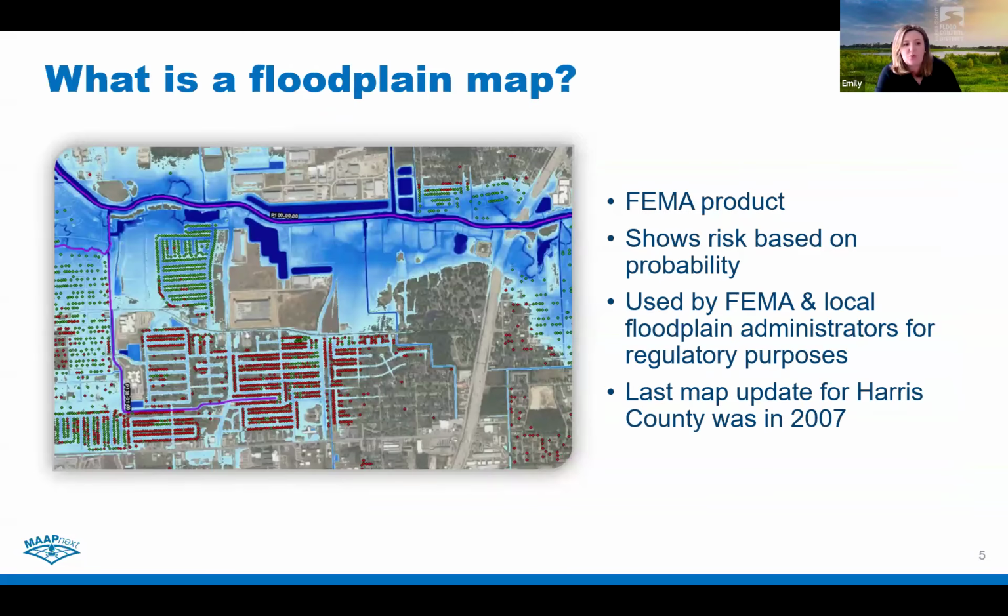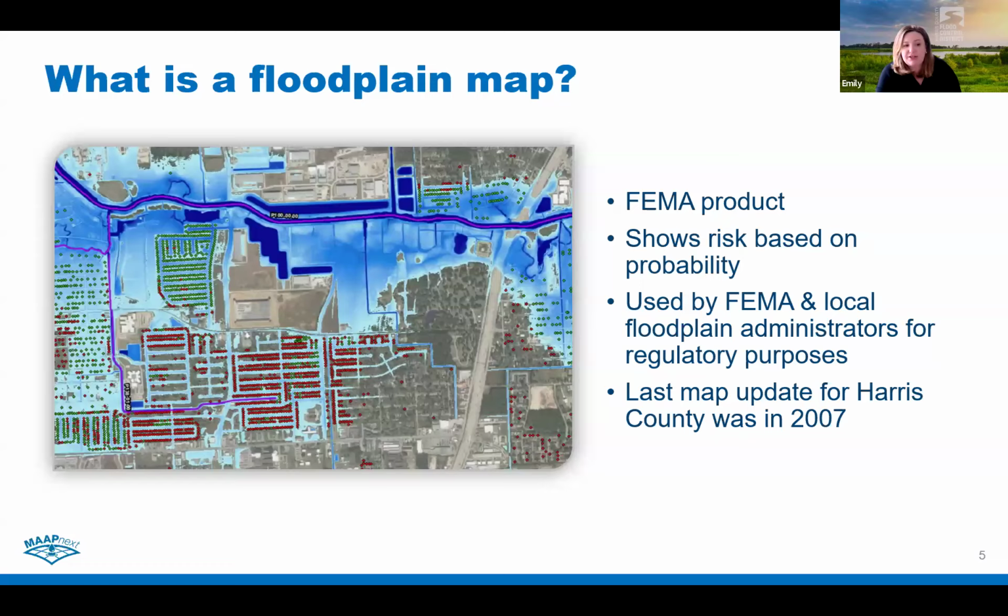So we can talk a little bit first about what a floodplain map actually is. So these maps are FEMA products that show flood risk based on probability metrics. At the federal level, FEMA is responsible for these maps across the country. And FEMA uses them alongside local floodplain administrators for regulatory purposes. So that is insurance requirements, and then local floodplain administrators use these to really determine building standards and other pieces of floodplain management. So these maps help identify areas that might be at a higher risk of flooding during certain storm events, and it's all based on probability.